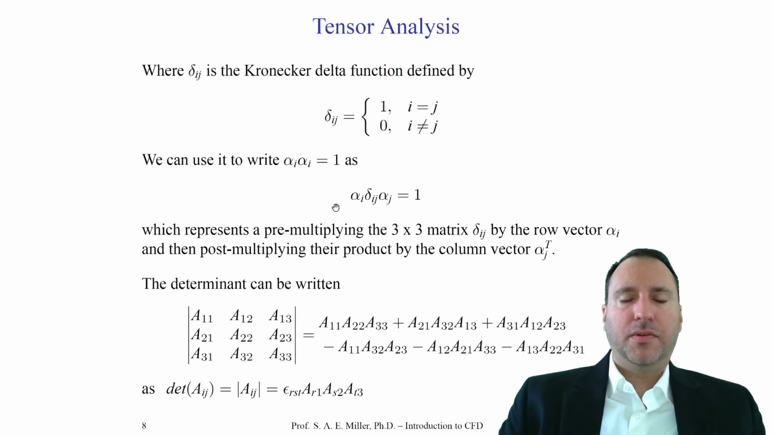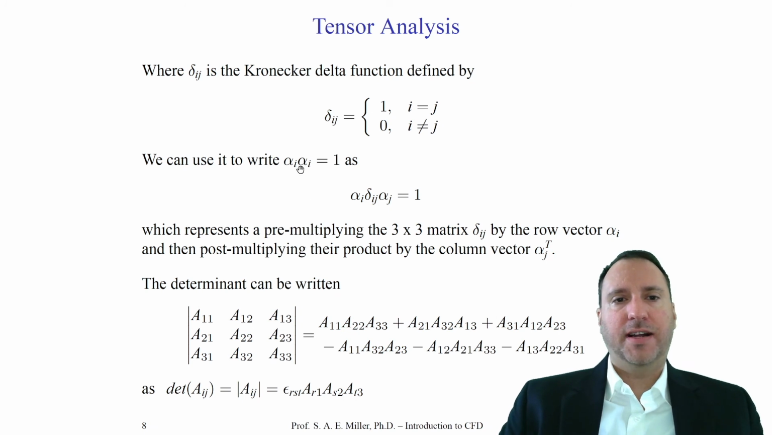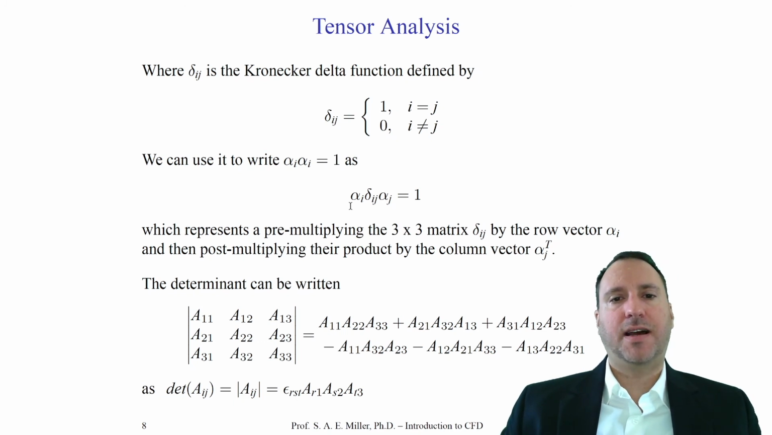We can also now expand out alpha sub i delta sub ij alpha sub j. In this case, we essentially have two dummy variables because they both appear in the same term. If we expand these out, we get 1. In some way, this is interesting in that it's very much like the inner product operation for this variable. This is really a pre-multiplying of a 3 by 3 matrix, delta ij, by the row vector alpha sub i, and then post-multiplying their product by the column vector alpha sub j transpose.